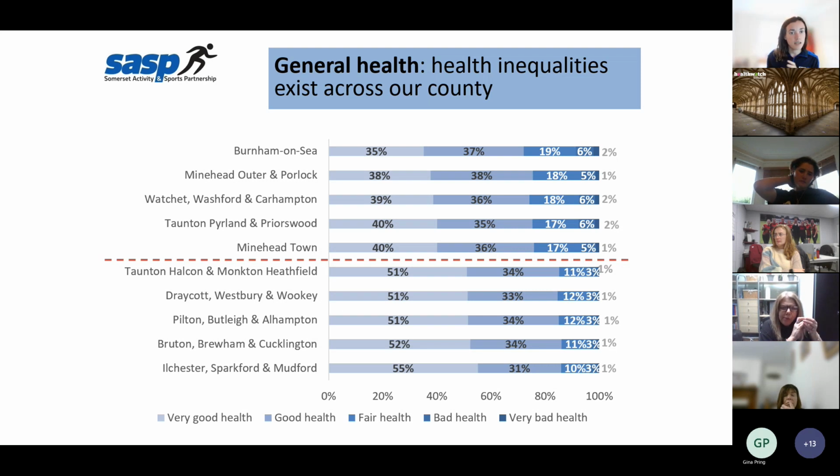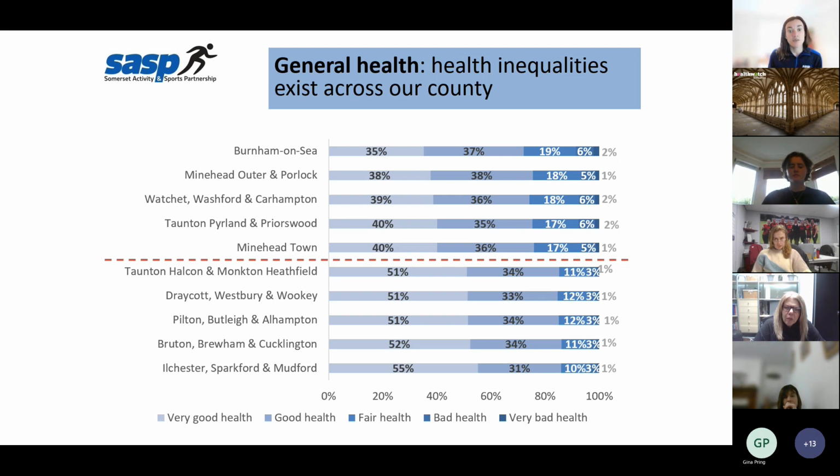I think what's interesting here is where these areas are and what types of areas these are. What's interesting around Burnham-on-Sea, Watchet and Minehead is that they're rural communities, but they're coastal communities. So think about what effect that has on people's health. And the top ones are a lot more rural, affluent areas. Taunton is the exception, more of an urban hub, but places like Pilton and Bruton are rural small towns or villages.